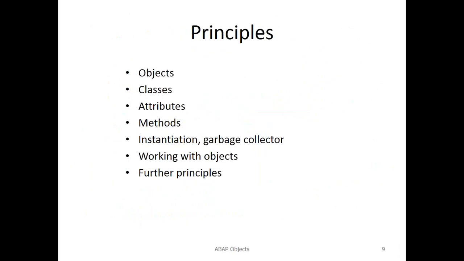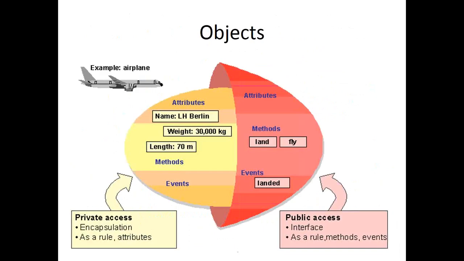Now, if you talk about the principles of object oriented programming: object, class, attribute, method, instantiation. These are all concepts we are going to discuss. Object is the physical existence of the class. Class is a template, object is the entity. Object will have attributes and methods.